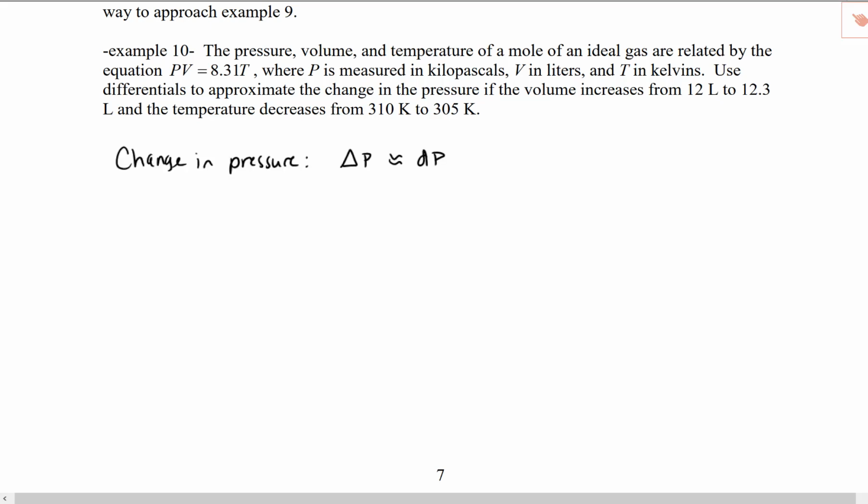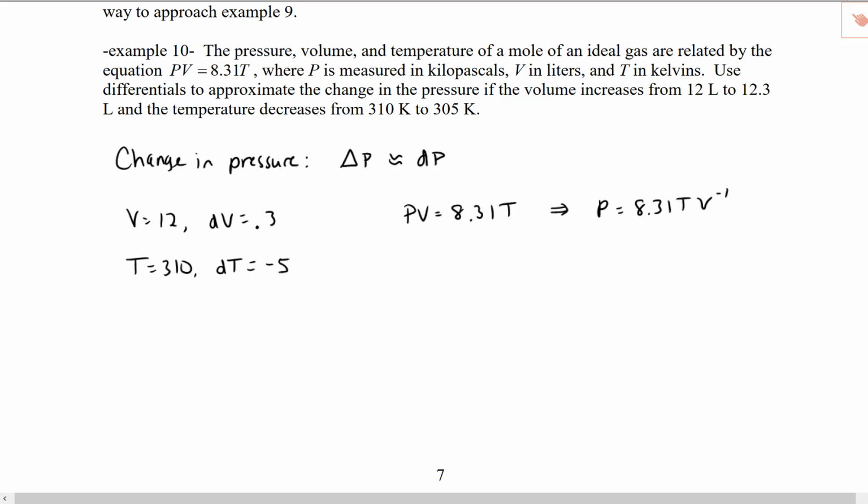So the change in the pressure, delta P, can be approximated by finding dP. We're given that the volume is 12, but the change in volume is 0.3 because volume increases from 12 to 12.3. We're given that the temperature is 310 and the change in temperature dT is -5 since temperature decreases from 310 to 305. We also know the equation PV equals 8.31 T, and we can rewrite that as P equals 8.31 T V to the -1.